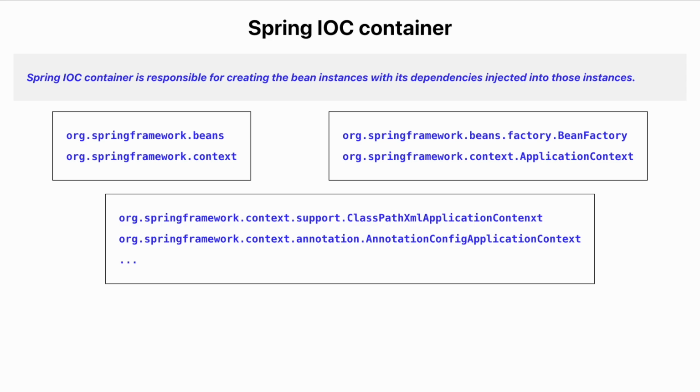org.springframework.beans and org.springframework.context are the basics for the Spring Framework's IOC container. The org.springframework.beans.factory.BeanFactory interface provides advanced configuration mechanisms capable of managing any type of object. org.springframework.context.ApplicationContext is responsible for instantiating, configuring, and assembling the beans by reading configuration metadata.